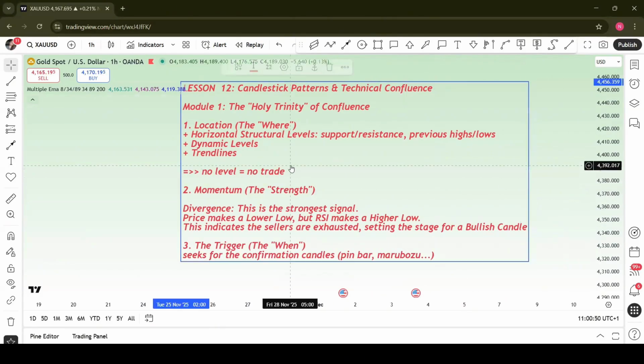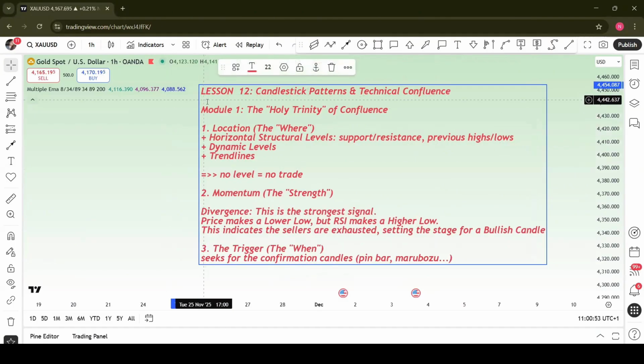Okay, so that is the content of the first module, where you need to follow 3 steps to set up the holy trinity of confluence. First one is location. The next one, momentum, by using the RSI or other indicators, but for me, RSI is more common. And the last one is the trigger. That is when the confirmation candles occur.